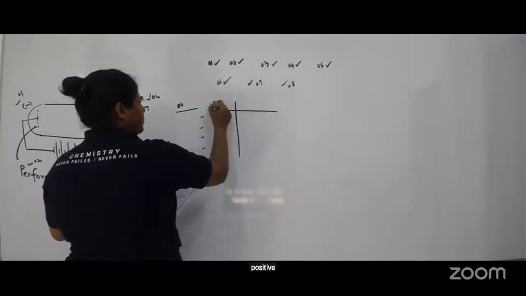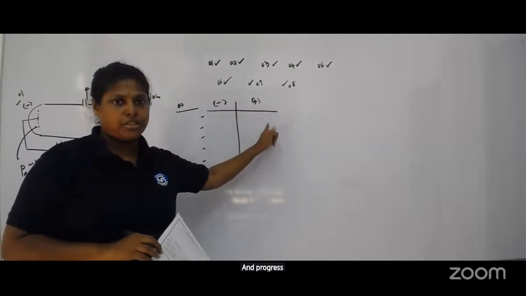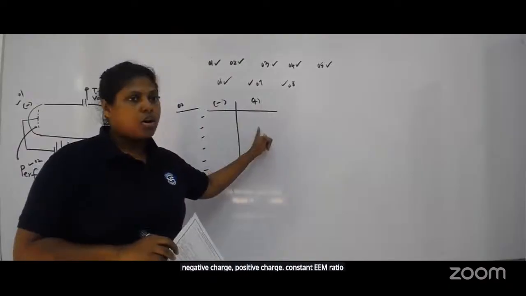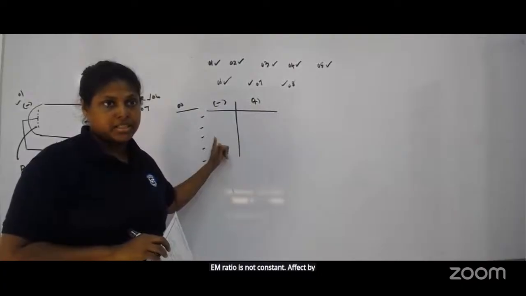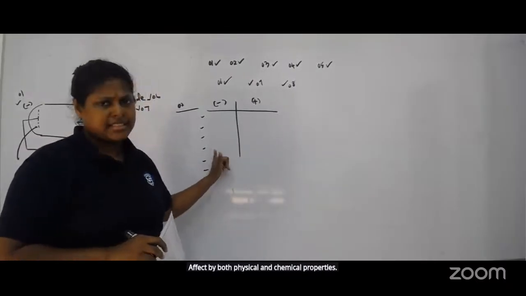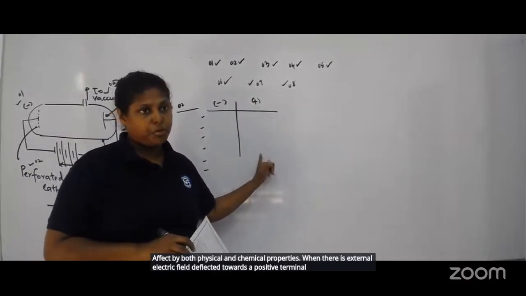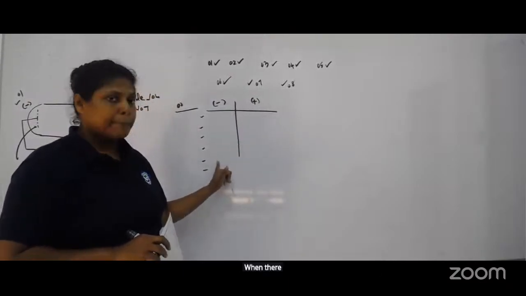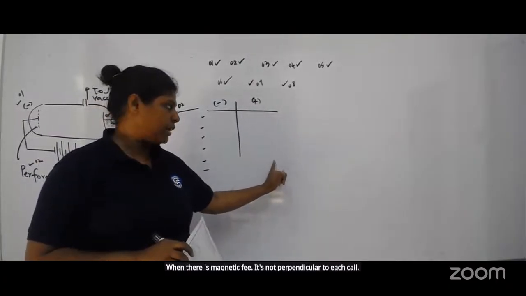Positive rays, negative rays. Right. Cathode rays: negative charge; positive rays: positive charge. Cathode rays: constant e/m ratio; positive rays: e/m ratio is not constant. Cathode rays are affected by physical properties; positive rays are affected by both physical and chemical properties. When there is an external electric field, cathode rays deflect towards the positive terminal, positive rays towards the negative terminal. When there is a magnetic field, they deflect perpendicular to each pole.